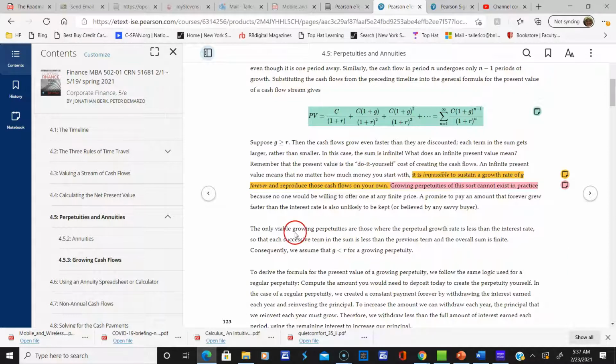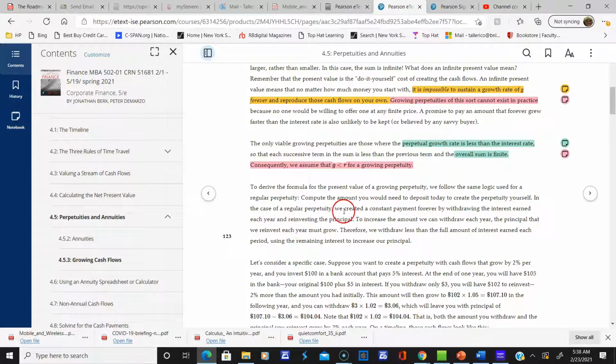The only viable growing perpetuities are those where the perpetual growth rate is less than the interest rate, so that each successive term in the sum is less than the previous term, and the overall sum is finite. Obviously, you can't make an infinite amount of money. So we're always going to assume the growth rate is less than the interest rate for this perpetuity.